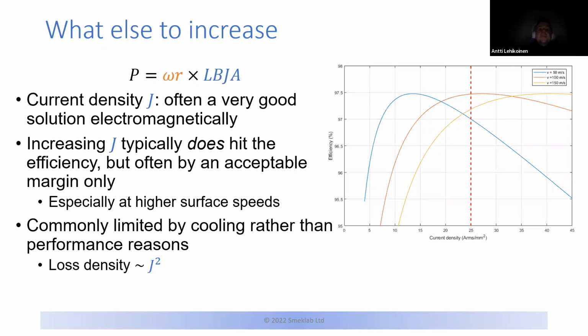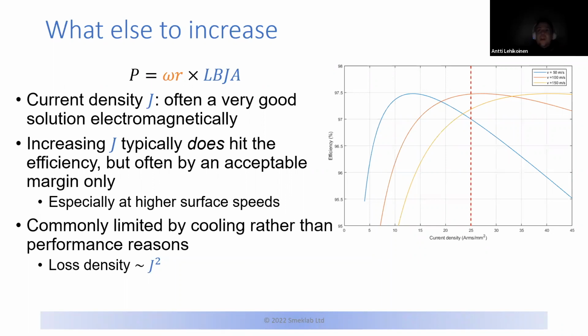The final thing that you can increase is the current density, J. And it turns out it's often a very good solution, at least from the electromagnetic point of view, because you see that the power increases linearly, proportionally to the current density. That's a nice thing. And if you remember the efficiency formula earlier, well, yes, the winding losses will increase proportional to the current density squared.